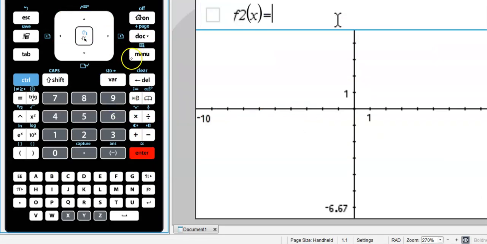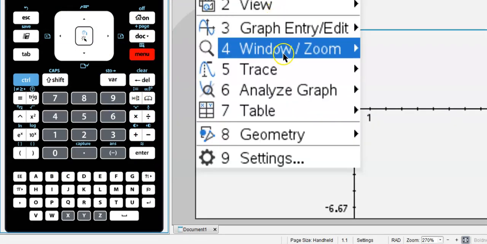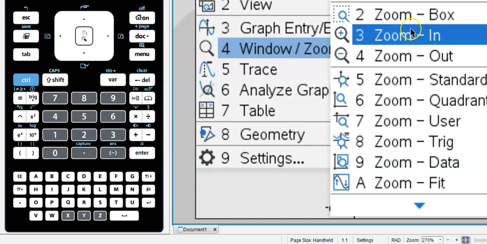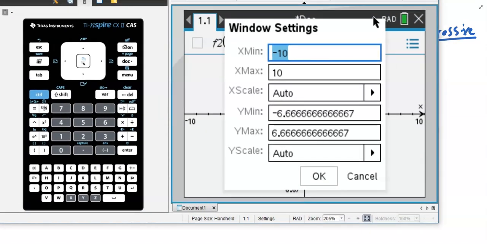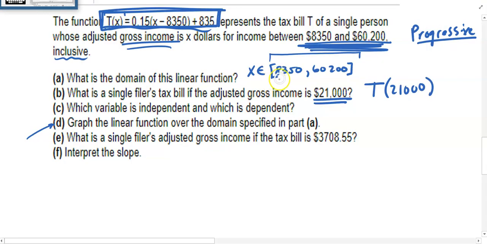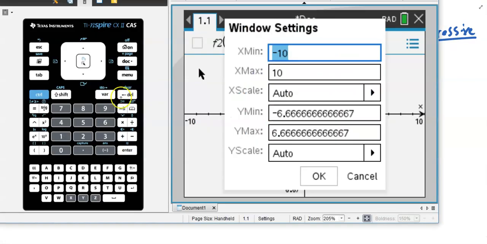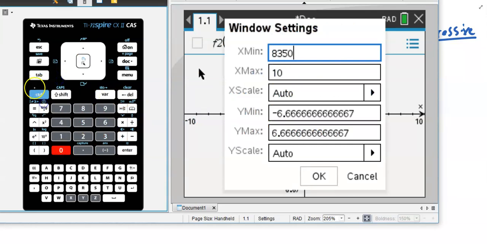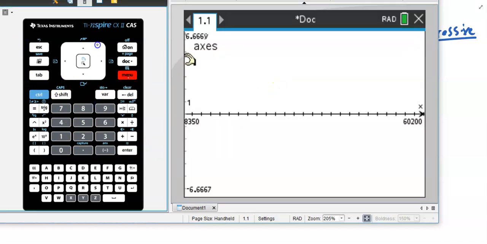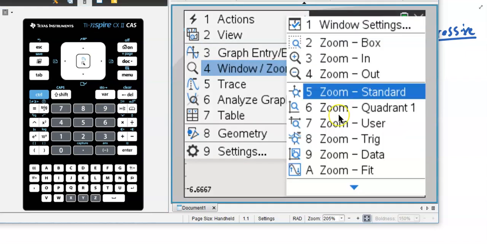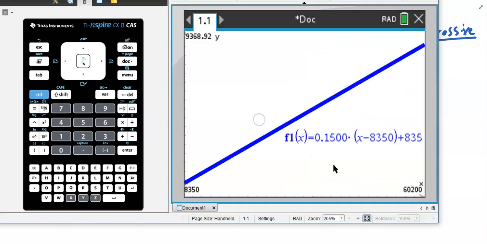So I'll press enter. I don't see the graph, but if I jump into menu and adjust the window settings, sorry, that's off the screen just a little bit. Let's see if I can fix that. The domain that we're worried about is between 8350 and 60,200. So if I change this to 8350 and 60,200, again, I can't see anything in the graph, but finally I'll go to the menu window and ask the calculator to fit the graph to that data. Now we can see that linear function.